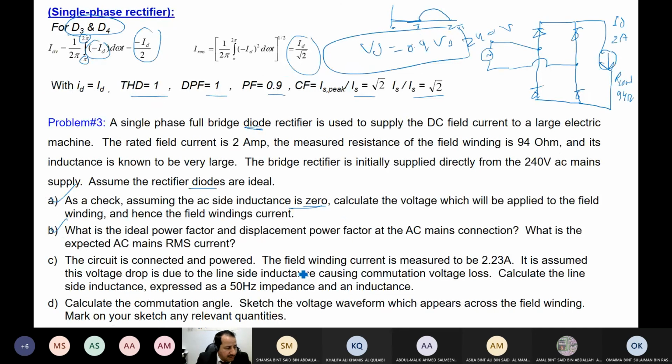The third part, the circuit is connected and powered. The field winding current is measured to be 2.23 ampere. This is ID. It is assumed that this voltage drop is due to the line side inductance causing commutation voltage losses. We will assume there is inductance and we will consider it. Calculate the line side inductance expressed in 50 Hz. He gave me the frequency, impedance, and inductance.